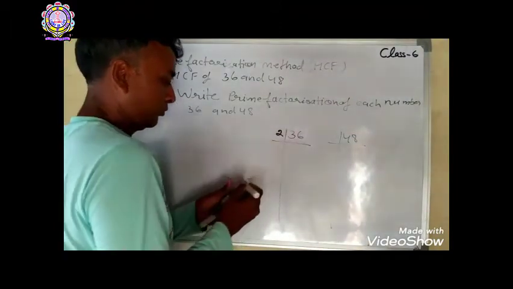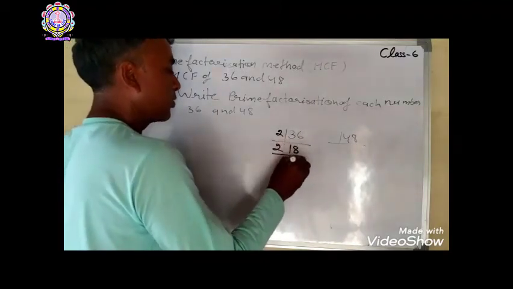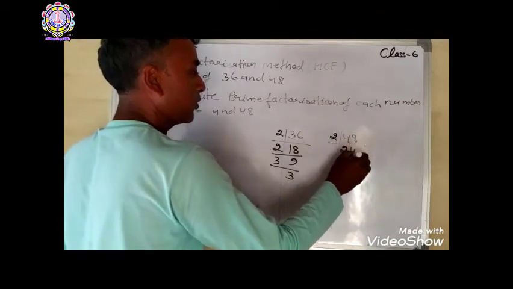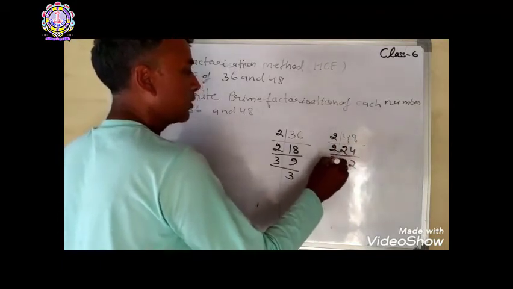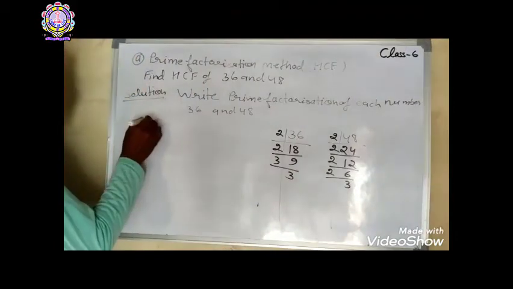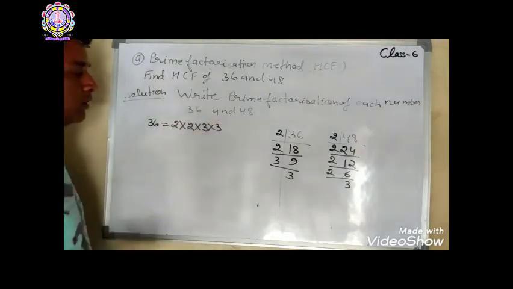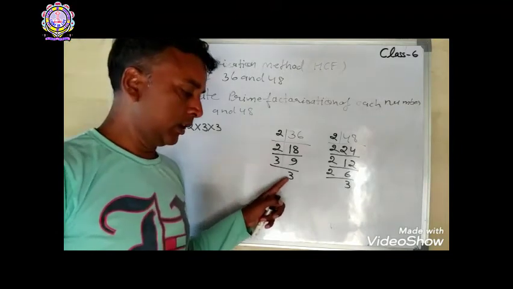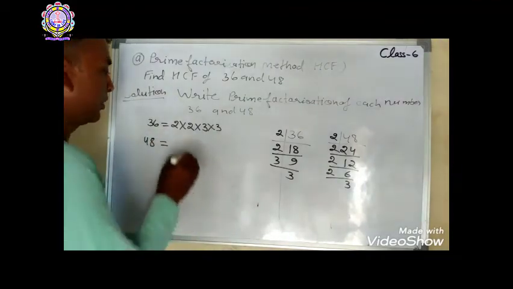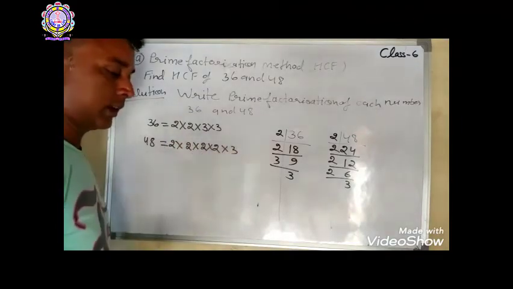Divide by 2. 2 18s are 36, 2 9s are 18, then 3 3s are 9. Here for 48, by 2: 2 24s are 48, 2 12s are 24, 2 6s are 12, 2 3s are 6. So now 36 is equal to 2 into 2 into 3 into 3. 48 is equal to 2 into 2 into 2 into 2 into 3.